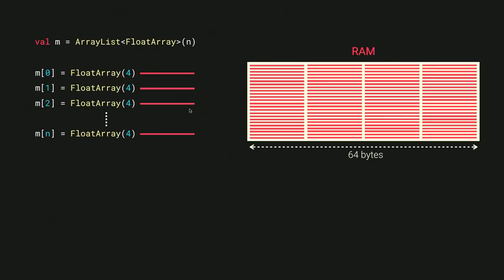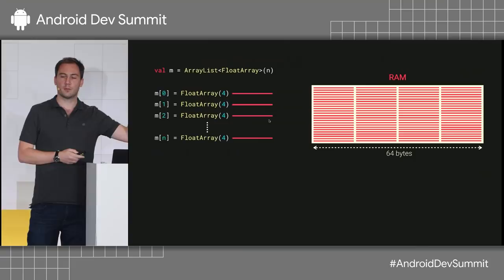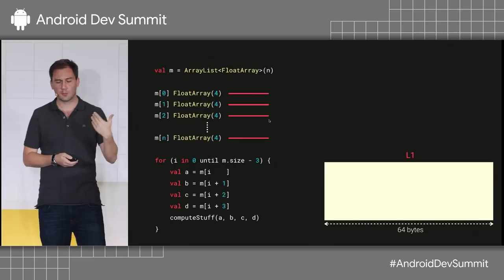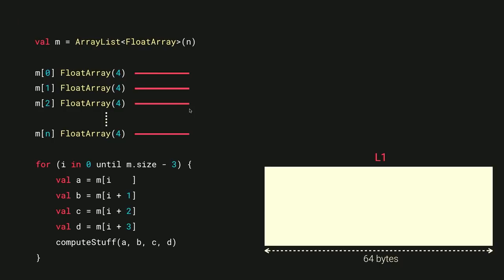So if I allocate all those arrays of floats one after the other in a loop, this is what it's going to look like in RAM. All the arrays are neatly stacked together next to one another in RAM. And I'm using a width of 64 bytes here for a reason that we're going to see in a minute. Then I wrote a very simple algorithm. So I go through the arrays, I take 4 of them, I run some computations, it doesn't really matter what computations I'm running. And let's see what happens to memory.